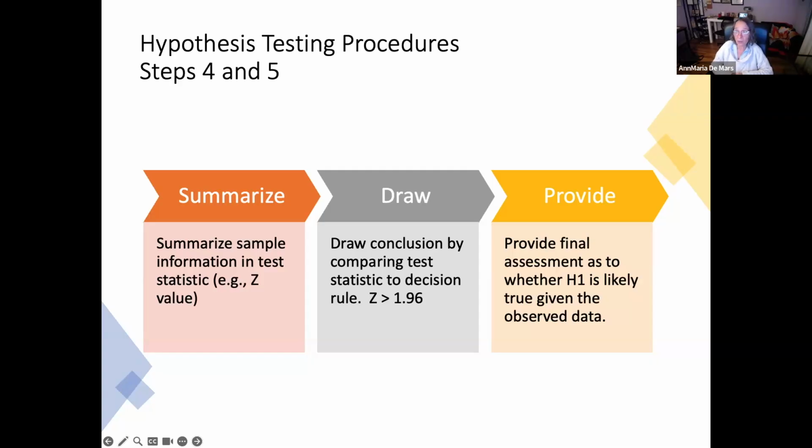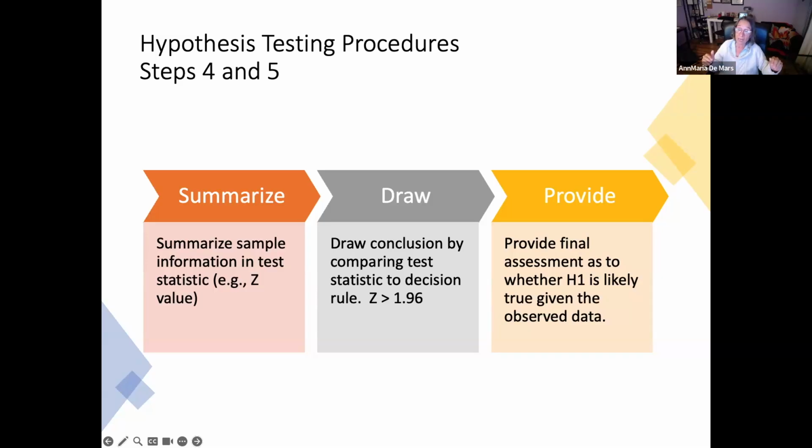Finally, after you've set a decision rule and collected some sample data, you're going to get a test statistic, say a Z or a T or F, as you'll find out later. You're going to get a test statistic, like a Z value, and then you're going to see what's the probability of that test statistic. Say, if Z is greater than 1.96, then based on that probability, you will draw a final assessment as to whether your alternative hypothesis is likely true, given the observed data, or whether your null hypothesis is likely true.